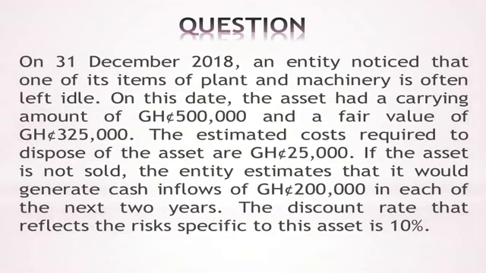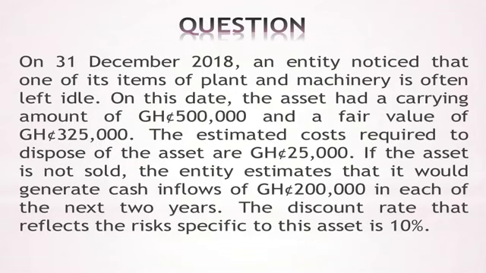Now let's look at a question. On 31st December 2018, an entity noticed that one of its items of plant and machinery is often left idle. On this date, the asset had a carrying amount of 500,000 and a fair value of 325,000. The estimated costs required to dispose of the asset are 25,000. If the asset is not sold, the entity estimates that it will generate cash inflows of 200,000 in each of the next 2 years. The discount rate that reflects the risk specific to this asset is 10%.